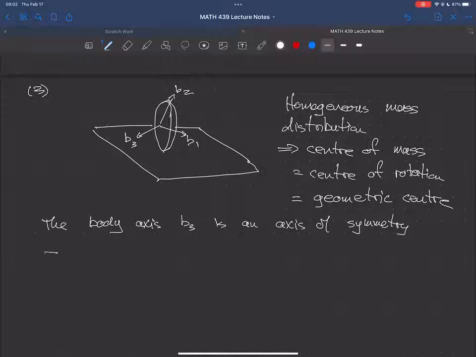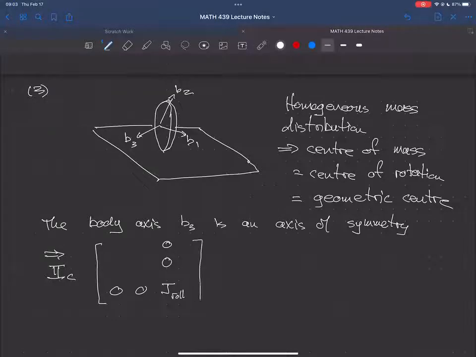And so therefore, I know immediately from this that the inertia tensor about the center of mass, since B3 is an axis of symmetry, is therefore a principal axis. And so there's going to be some number down there and zeros here. So I know that. Let me call that number J roll, because it's the rolling inertia.